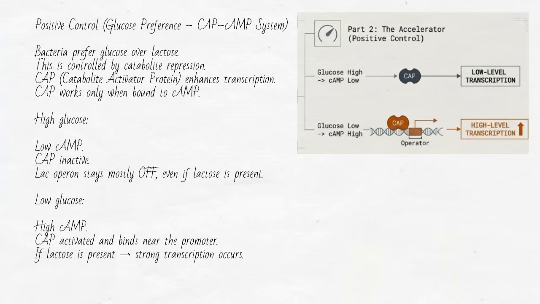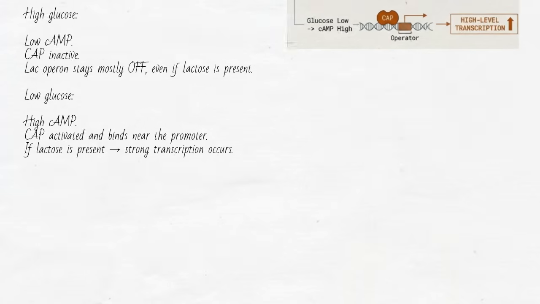But CAP is only functional when it's bound to high levels of a molecule called CMP. And the cell chemistry is set up so that high glucose means low CMP. So high glucose, low CMP, CAP is inactive. The operon stays mostly off, even if lactose is there. The cell is saying, why bother with the complex sugar when the easy one is right here? But if glucose is low, CMP spikes, CAP is activated, and if lactose is there, the operon roars to life. It's a beautifully layered switch.